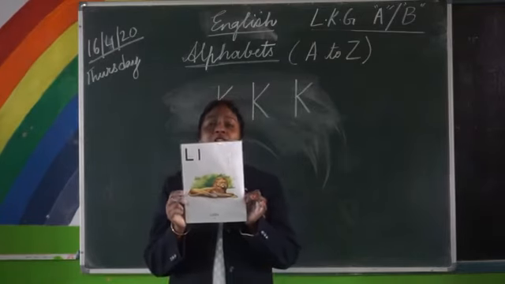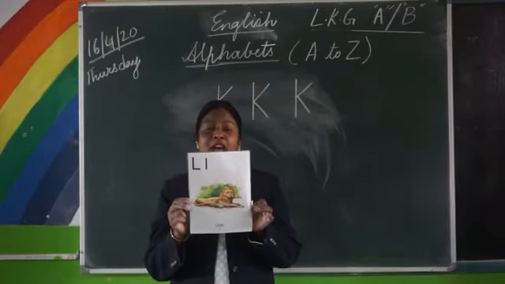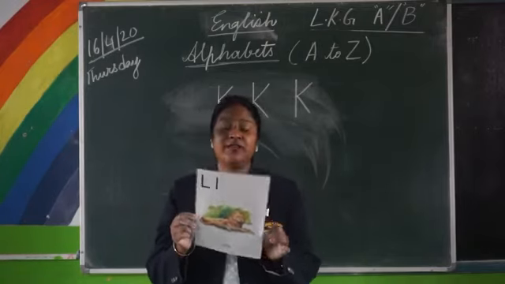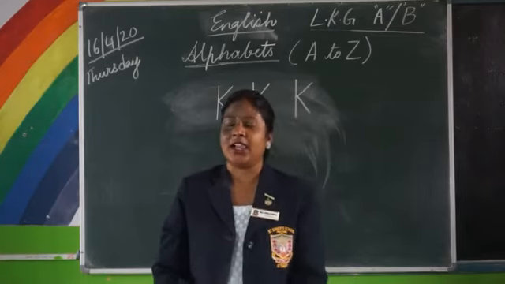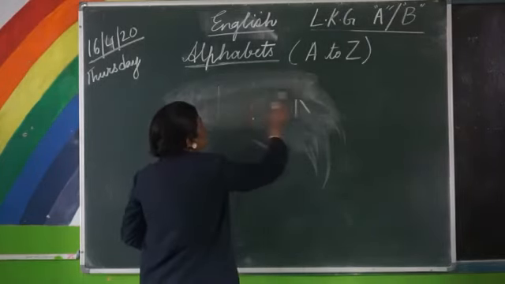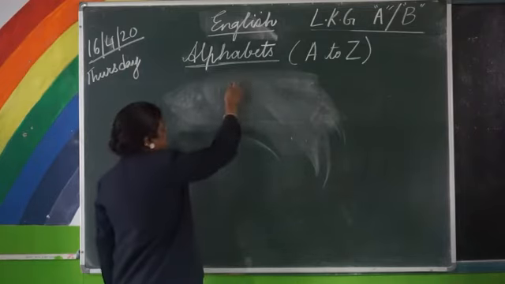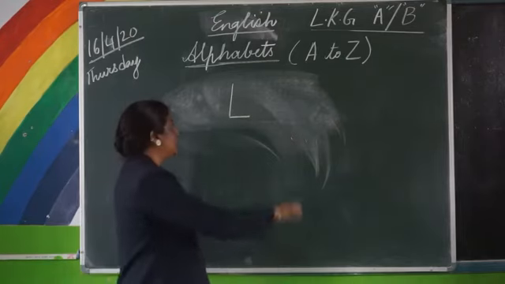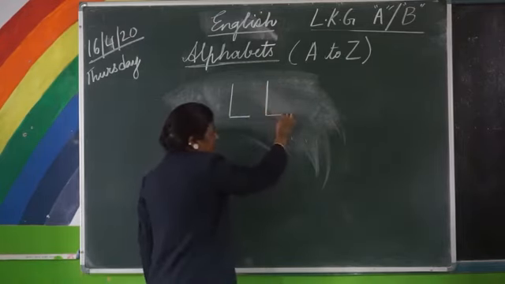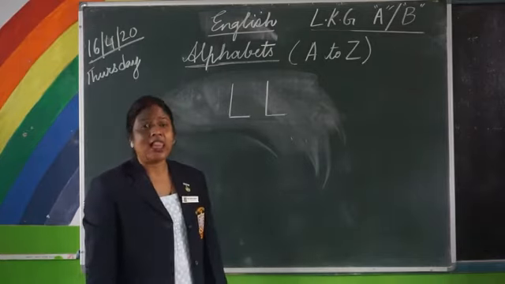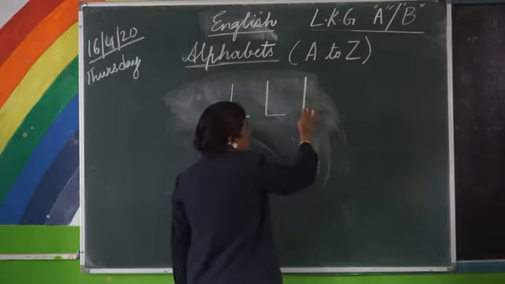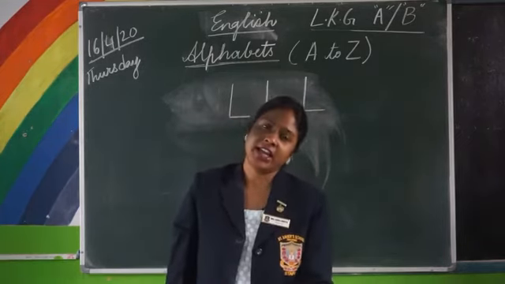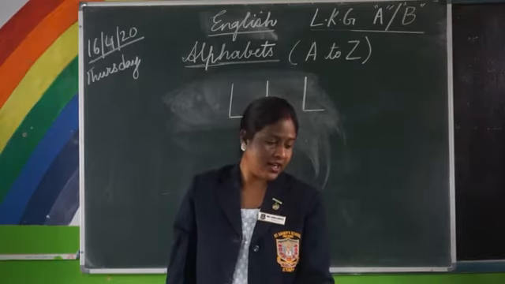L. L for lion. You have seen L for lion in the zoo, and on TV. So we are going to write the letter L. Here we go. A standing line and a sleeping line makes the letter L. L for lion.